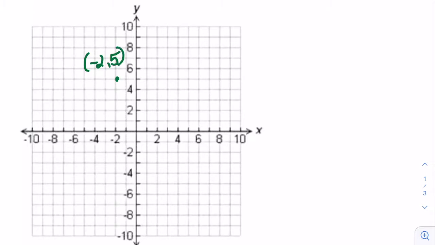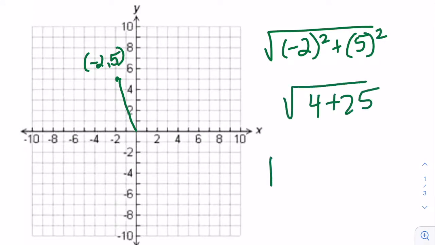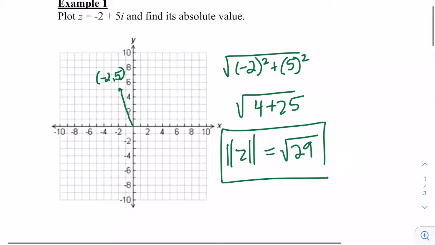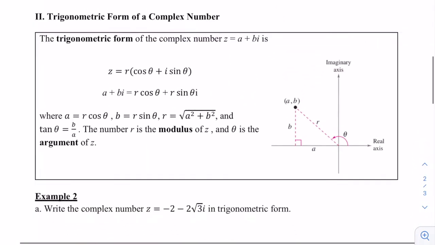If you want to find this distance, we just have to use the distance formula. So negative 2 squared plus 5 squared. That's 4 plus 25. So the absolute value of z is going to be equal to the square root of 29. Everybody knows that with the distance formula, so that's good.